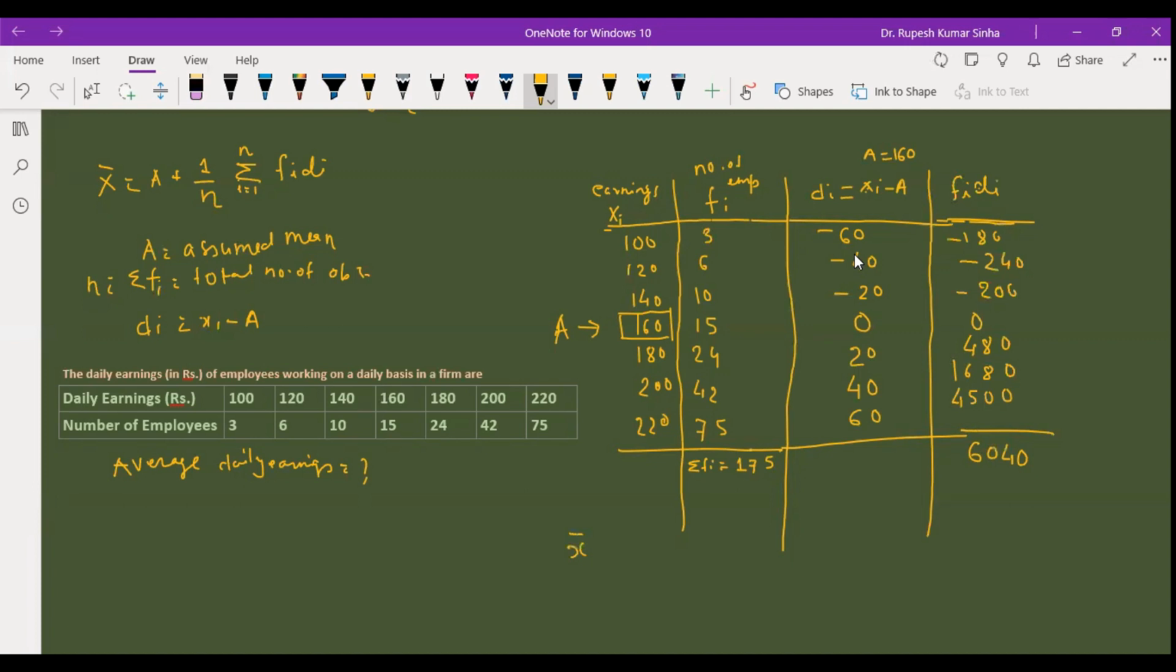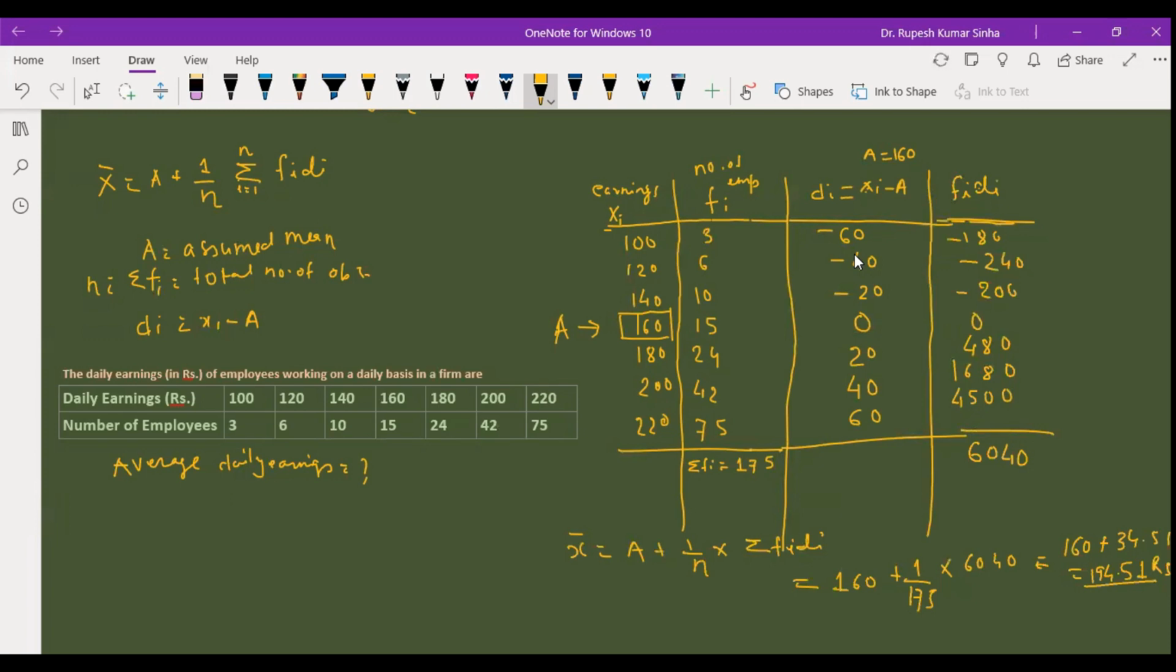Now let us put all these values in our formula. So our formula is X bar equal to assumed mean plus 1 by n into summation of Fi di. We are going to put everything into this: equal to 160 plus 1 by 175. See, our n is the total number of observations, that is the total number of frequencies. So we had 175 employees. So this is n, the total number of values, into 6040. So equal to 160 plus 34.51. So 160 plus 34 gives 194.51 rupees. So this is the daily average earnings.